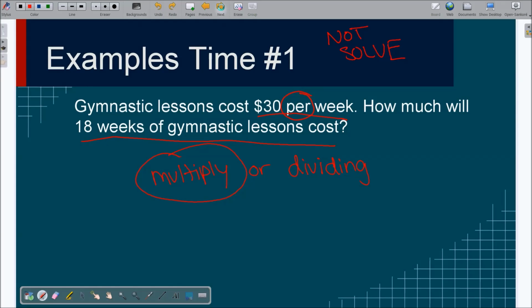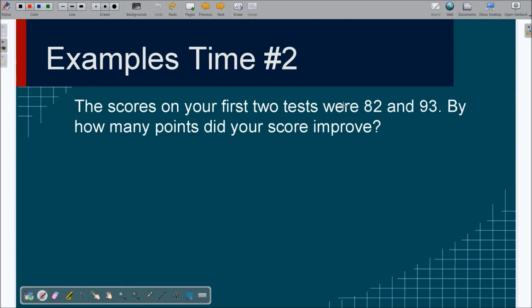All right, number 2. The scores on your first 2 tests were 82 and 93. By how many points did your score improve? Here's my keywords. By how many? This is just like asking how many more and how much more. My 2 favorite ones. And these ones always mean subtraction. I would be subtracting here and do 93 minus 82. But again, not going to solve, just determining what I'm trying to do.